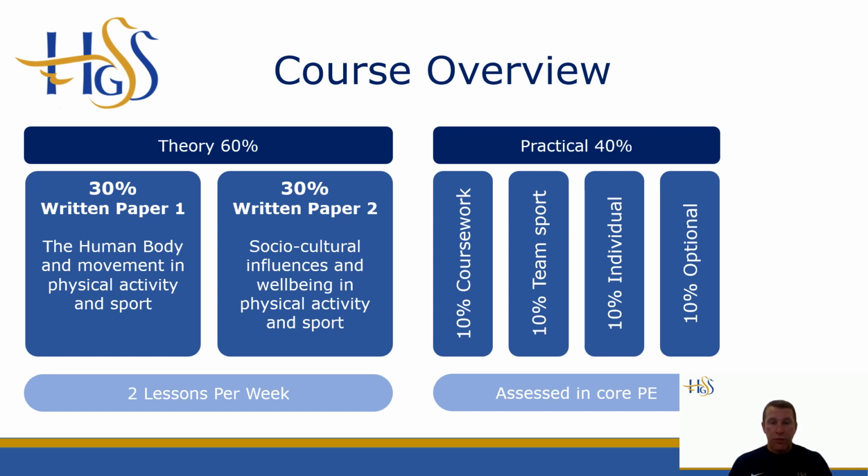For the practical element, you will need to select 3 activities and you will be assessed on those 3 activities. 1 will be a team sport, 1 an individual sport, and then the 3rd sport is optional, either team or individual. The final 10% of the course is made up of the coursework where you will analyse yourself in a sporting performance of your choice.